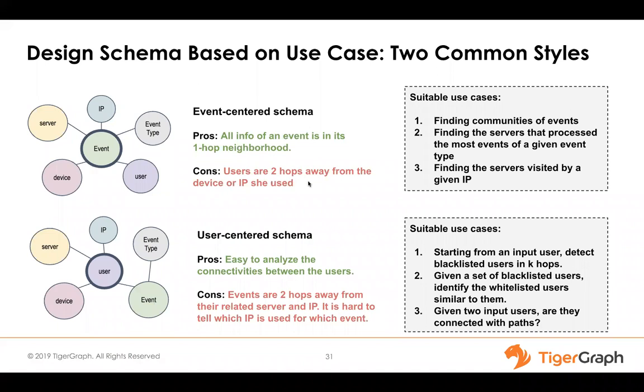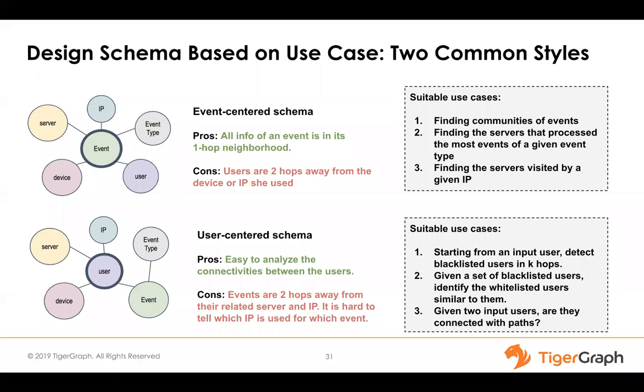And the con is if you want to find the IP being used by the device, then it's two hops away, right? So with this design, the suitable use cases are if you want to find the community of events, or you want to find the servers that process the most events of a given event type, because they are just one hop away. Or you want to find the servers visited by the given IP, then it's also very easy, just one hop. Or we can define it as a user-centered schema.